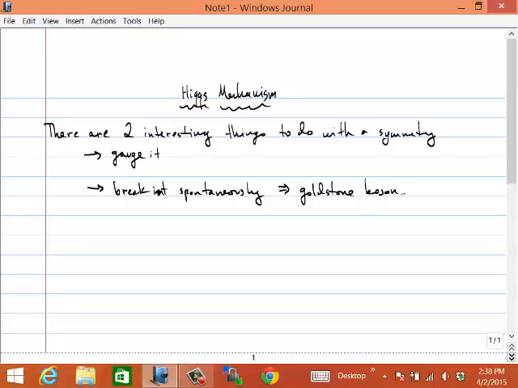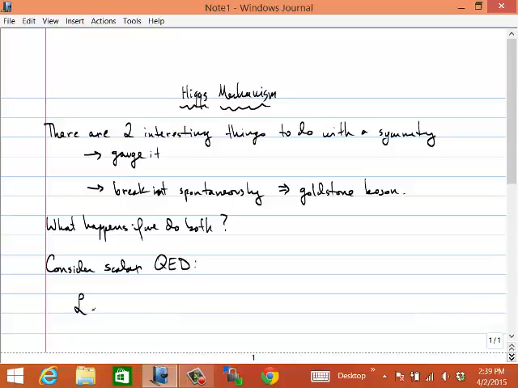So the natural question to ask then, and I think this is a question that someone even asked last class, what happens if you do both? In particular, what happens if you have a symmetry which is gauge symmetry, that is spontaneously broken? So let's just consider a simpler case. That is to say, before getting into the details of non-abelian gauge theories and stuff like that, let's just consider scalar quantum electrodynamics.